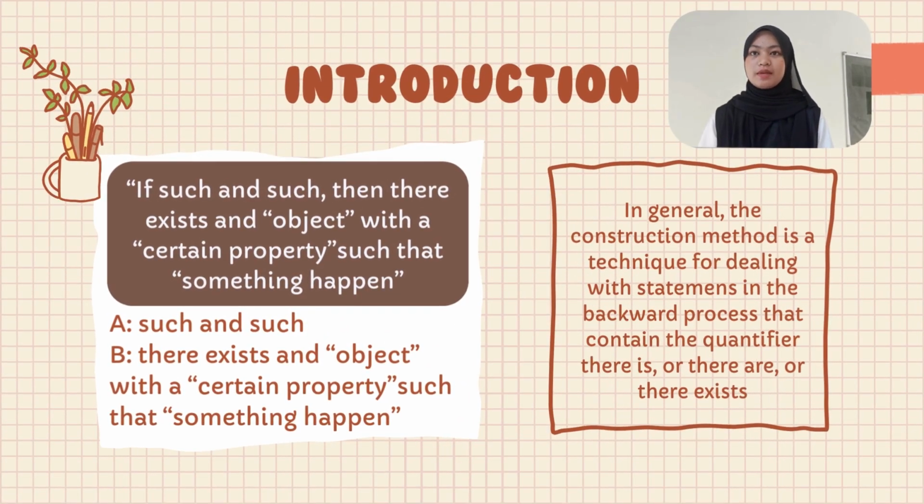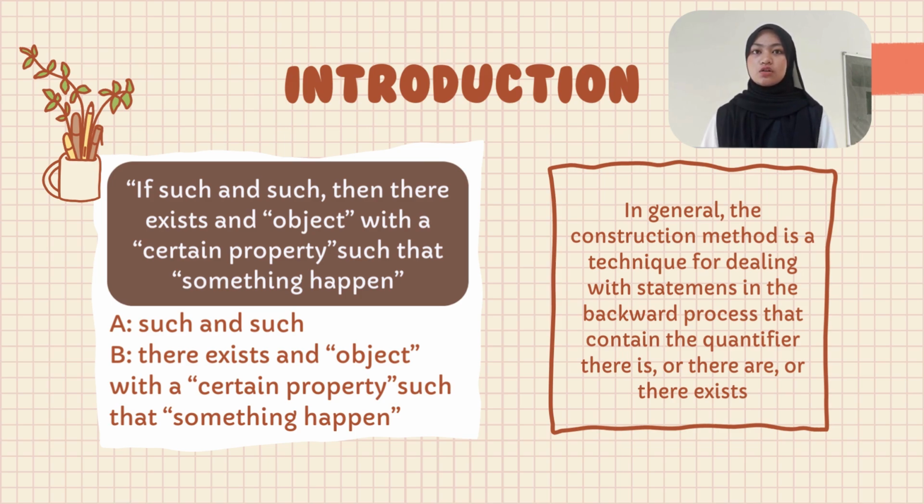Next, for the construction method, based on the statement, if such and such, then there exists an object with a certain property such that something happened. We can conclude that the A, which is the hypothesis, is such and such, and B, which is the conclusion, is there exists an object with a certain property such that something happened.